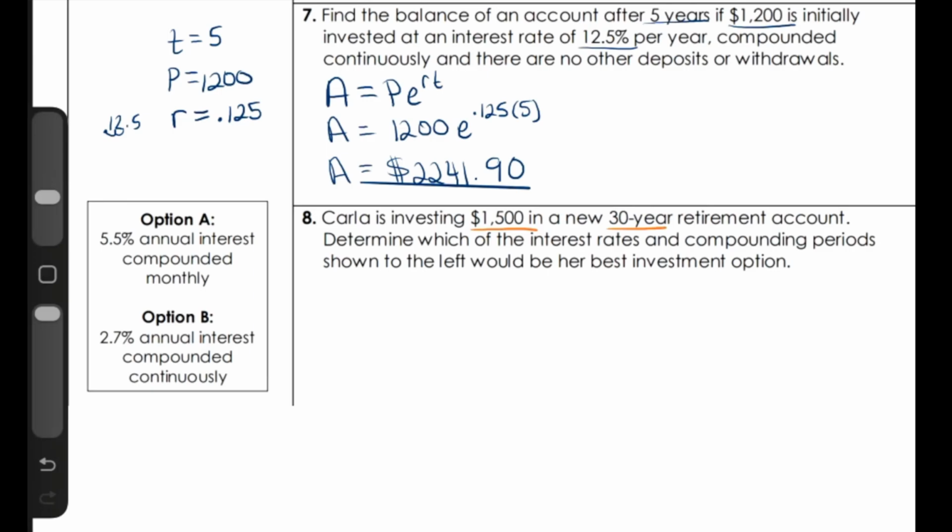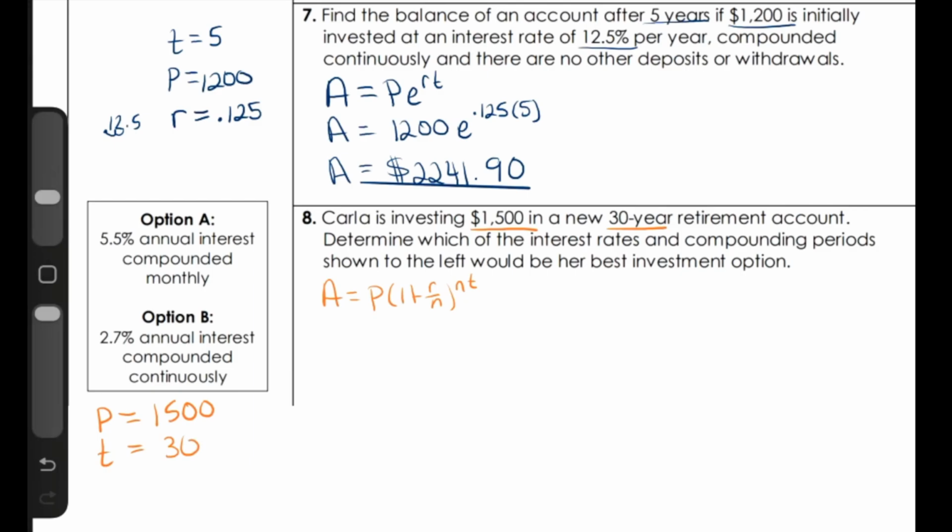However, option A has annual interest compounded monthly. So for this one, our equation is going to be, for option A, A is equal to P times 1 plus r over n to the power of n times t. We already have our P, I should put it off to the side, as 1500. And our time is equal to 30 years.